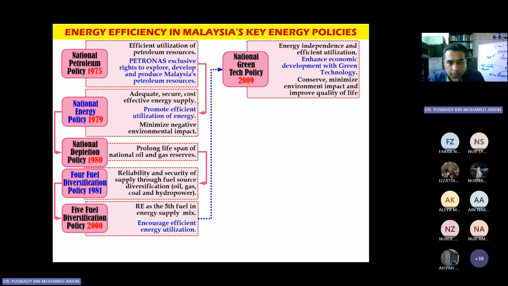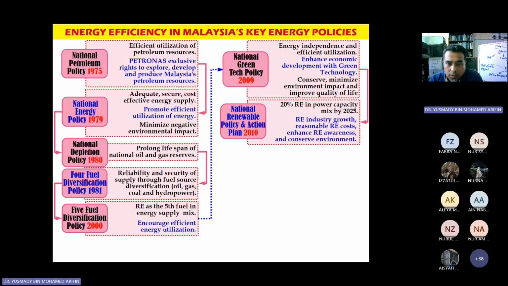Okay, next in 2009 we have the National Green Tech Policy. The focus of this policy is energy independence and efficient utilization, enhancing economic development with green technology, and also to conserve and minimize environmental impact and improve quality of life.